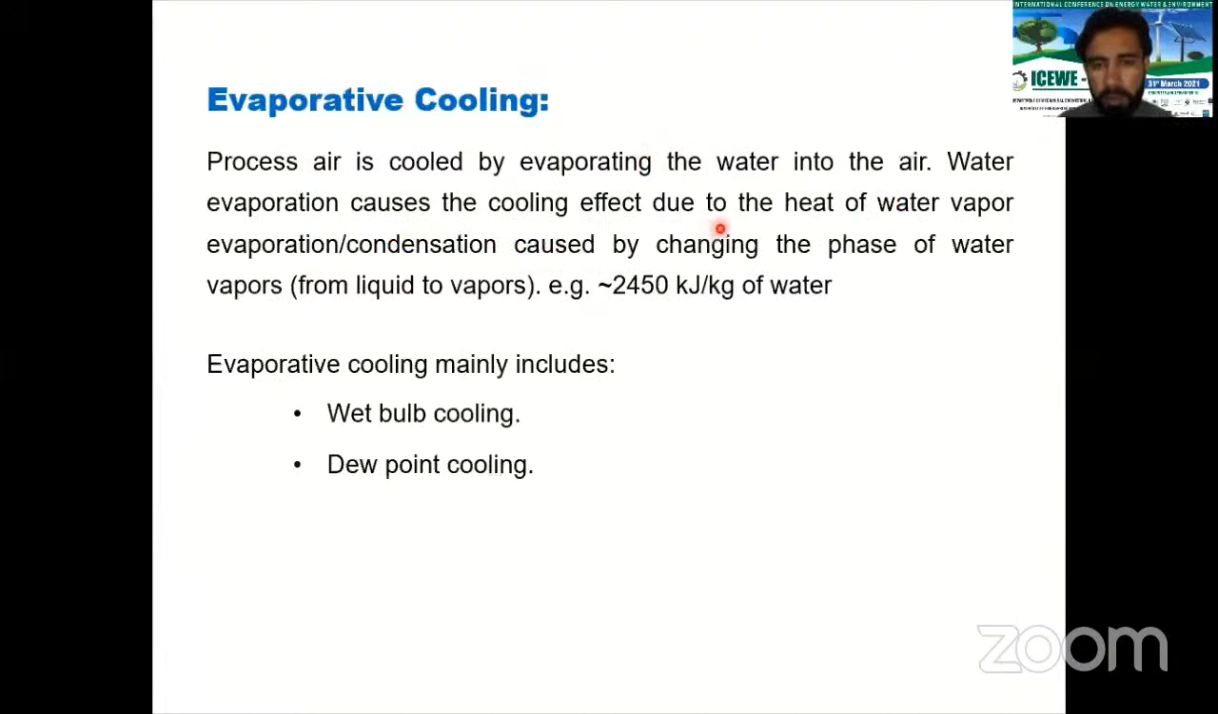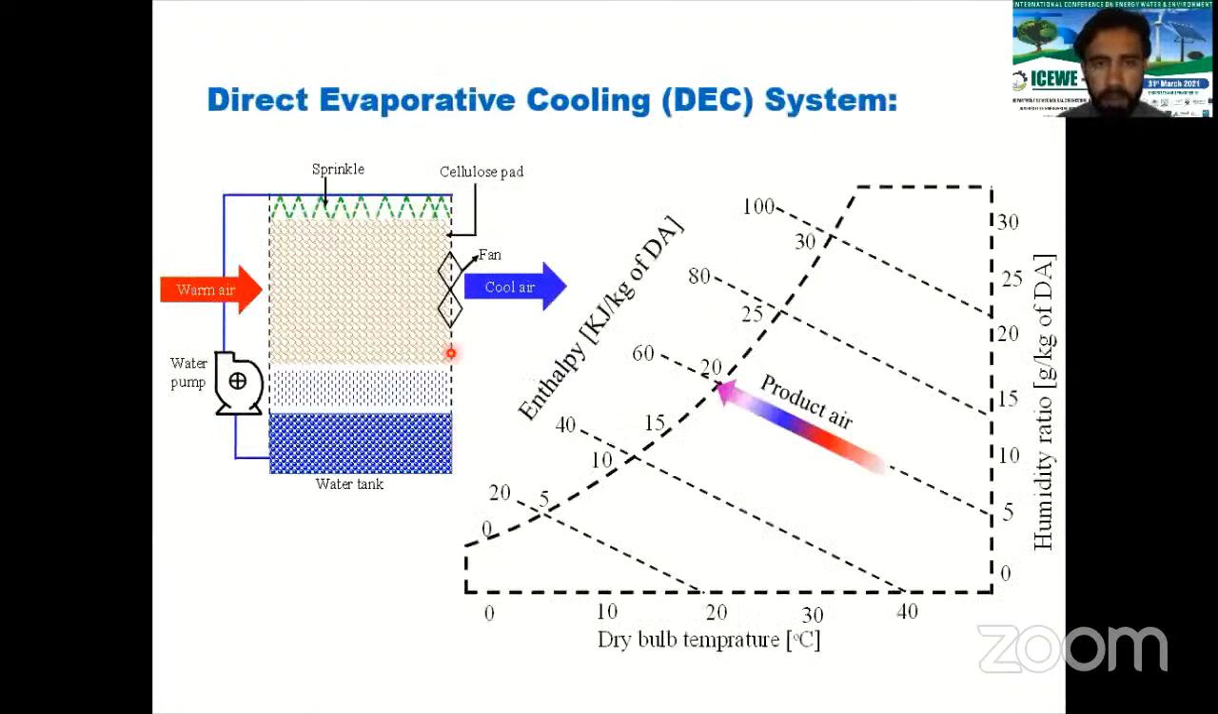The evaporation of water causes the cooling effect, which is due to the heat of vaporization, which changes the phase of water. The evaporative cooling system mainly includes wet bulb cooling and dew point cooling. First, a direct evaporative cooling system.